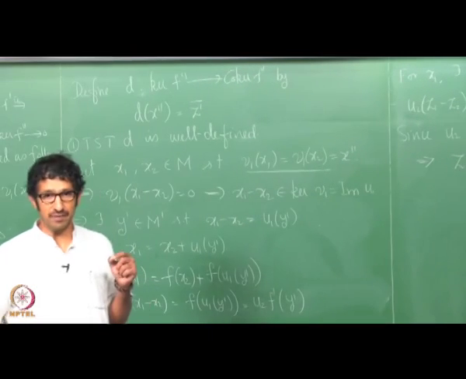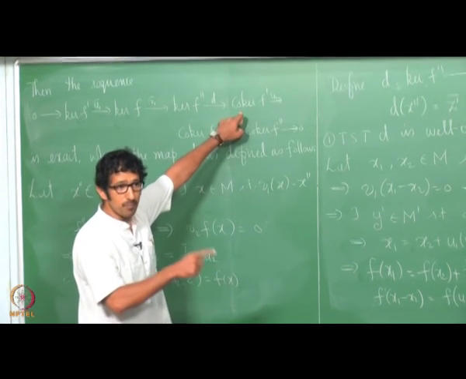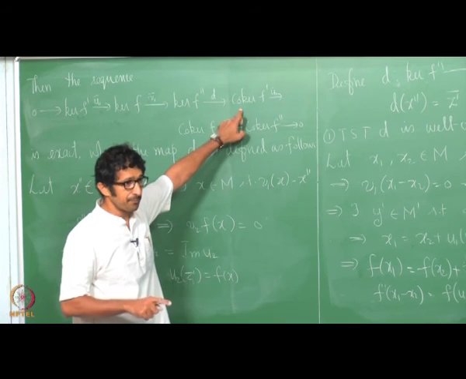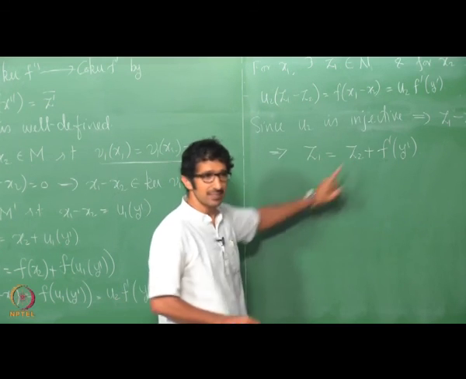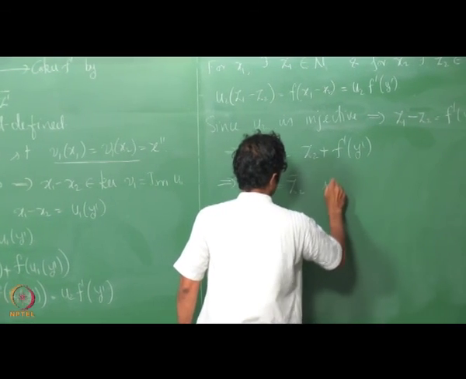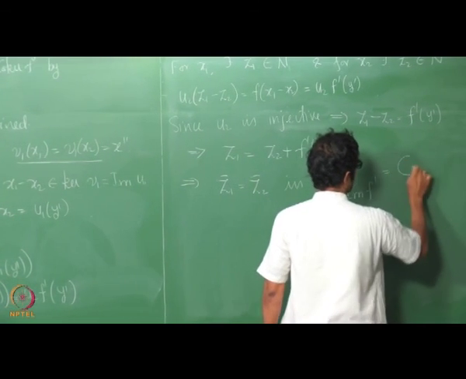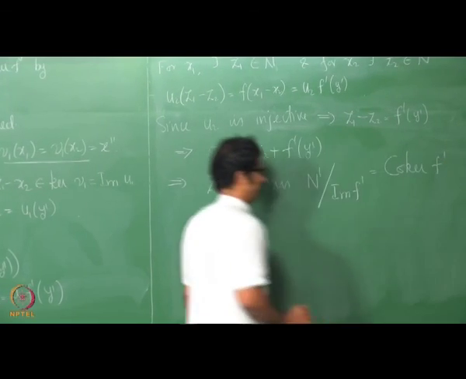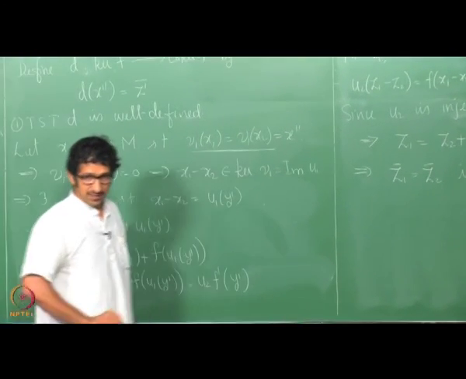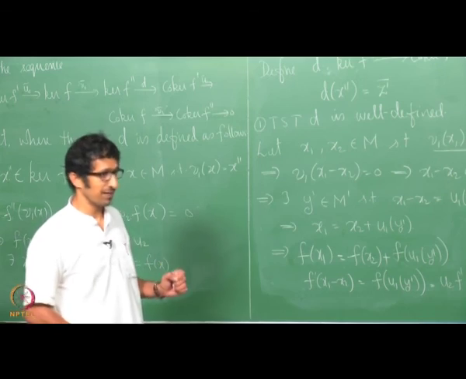But what is the co-kernel of f prime? The co-kernel of f prime is N prime modulo the image of f prime. So modulo the image of f prime, z1 bar is the same as z2 bar. So this implies z1 bar equals z2 bar in N prime mod image of f prime, which is the co-kernel of f prime. So what we have shown here is that the map D is well defined.